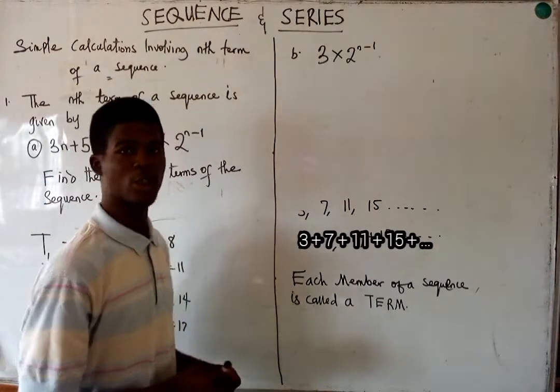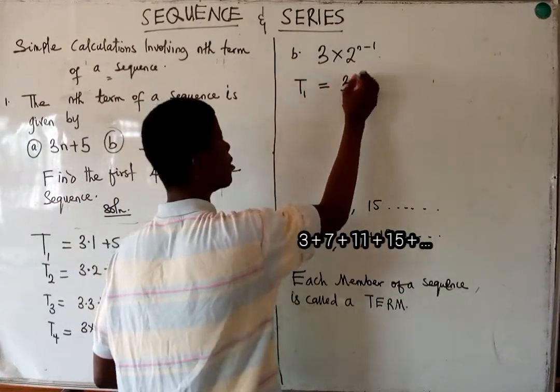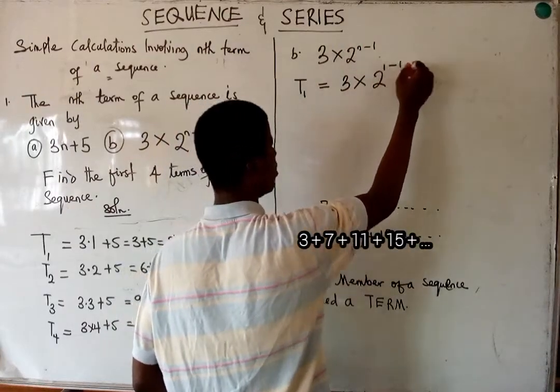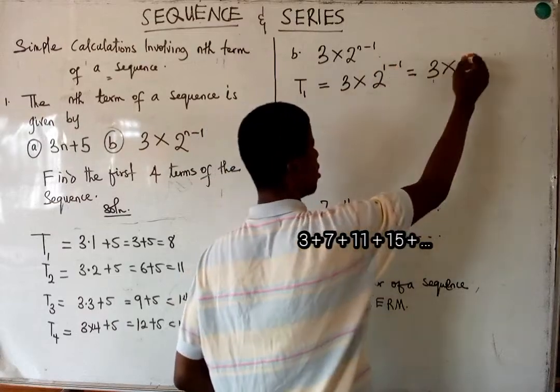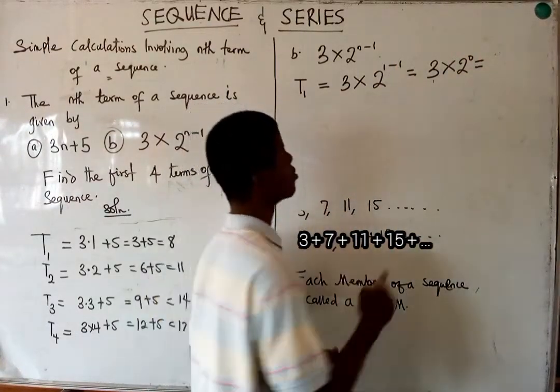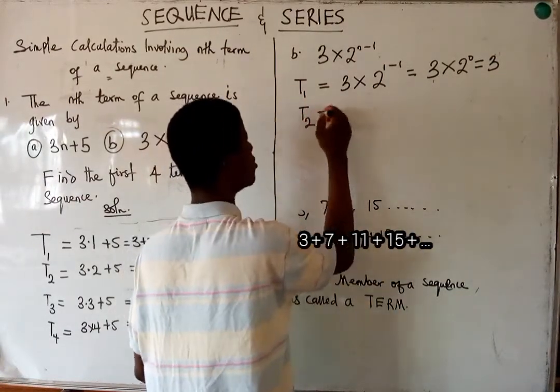So for this second question, the first term, which is T1, is equal to what? 3 times 2, n is 1, raised to the power 1 minus 1. That's 3 times 2 raised to the power 1 minus 1, which is 0. That's 2 raised to the power 0. And anything raised to the power 0 is equivalent to 1. So 3 times 1 is 3.